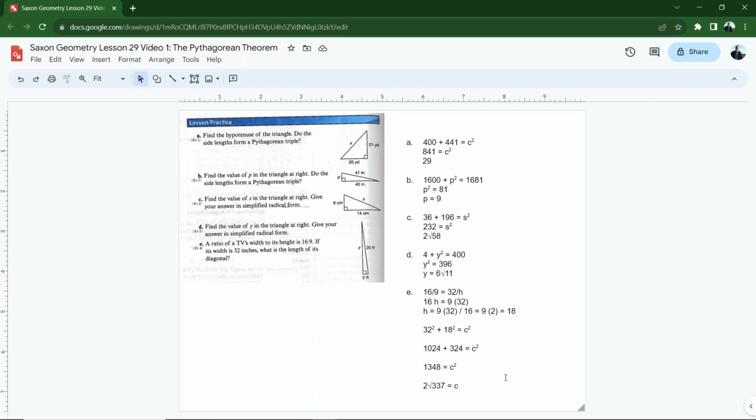All right, now you know how to solve Pythagorean Theorem problems. Go ahead and get started on numbers 1 through 30.